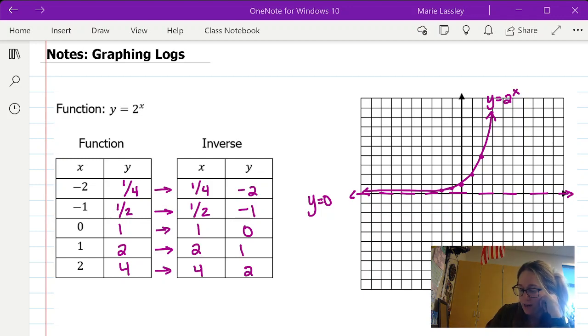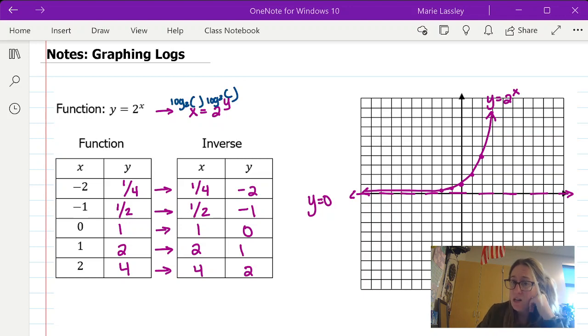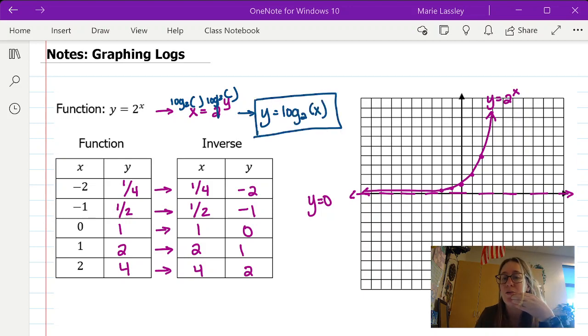We can also make our inverse equation by swapping our x and y's and then solving for y. For this one, our base is 2, so it would be log base 2 of both sides. The log base 2 of 2 cancels, and so it leaves us with y equaling log base 2 of x. So this is our equation now. There's our inverse equation for our original exponential function.